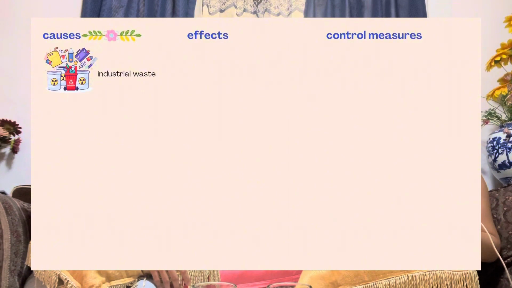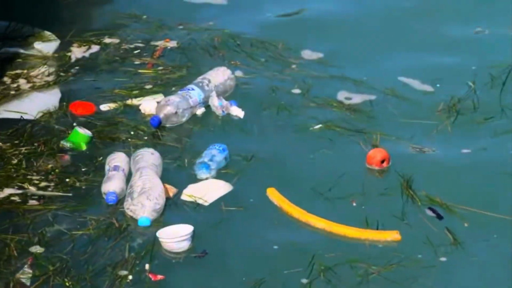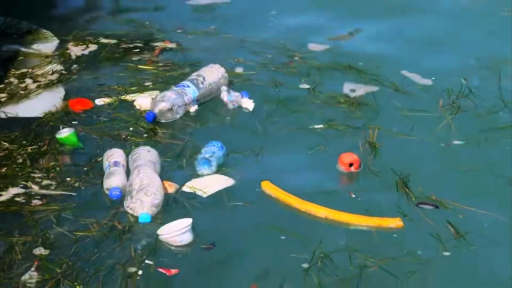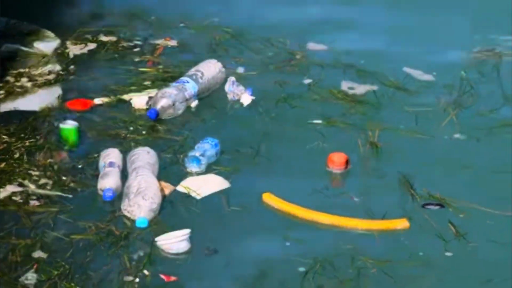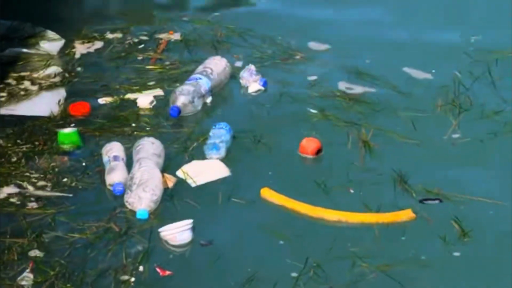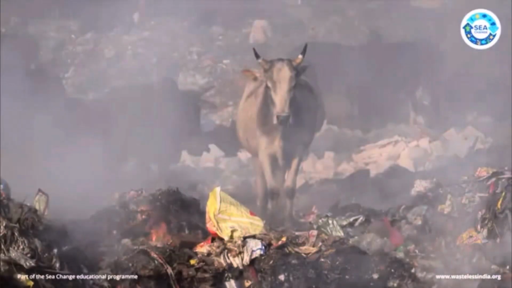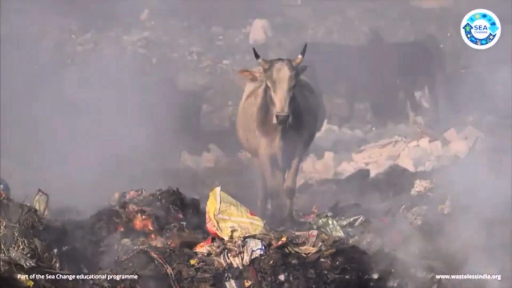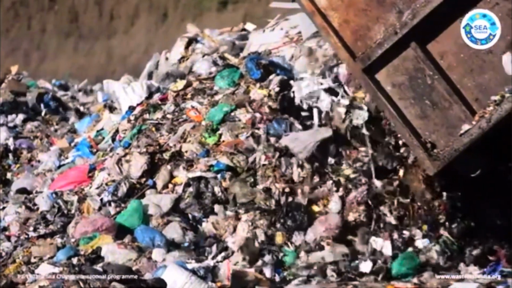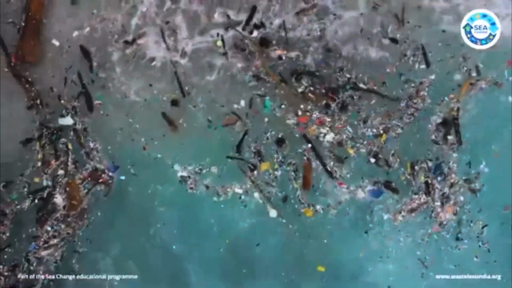Industrial waste, including chemicals, heavy metals, and toxins, can contaminate water bodies when improperly disposed of or leaked from industrial sites. This pollution can harm aquatic ecosystems, affecting marine life and disrupting the balance of the ecosystem. Additionally, industrial waste can seep into groundwater, contaminating drinking water sources and posing health risks to humans and wildlife.